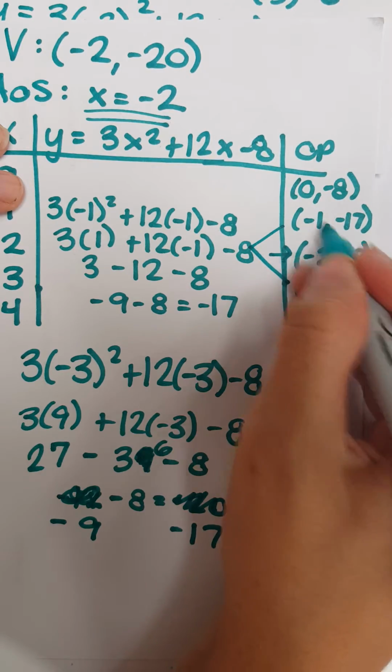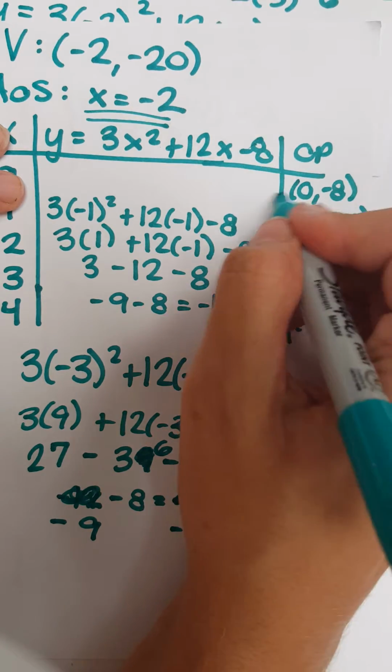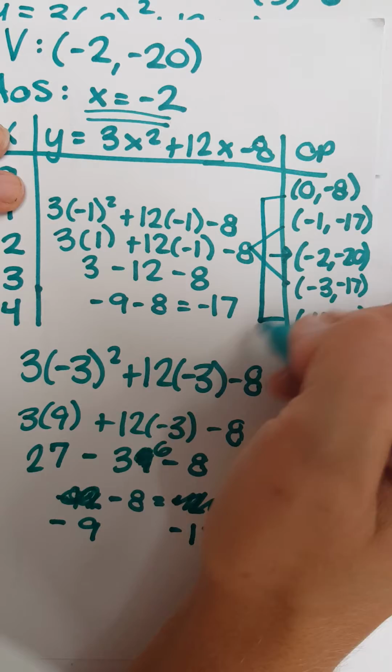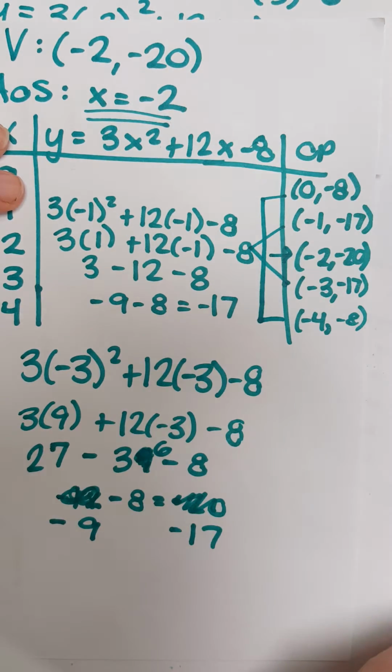Okay, so our axis of symmetry is around the vertex. The one that's 1 above and the one that's 1 below will be the same. 2 above and 2 below will be the same, the y values.